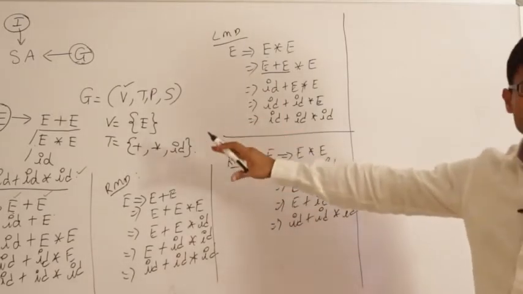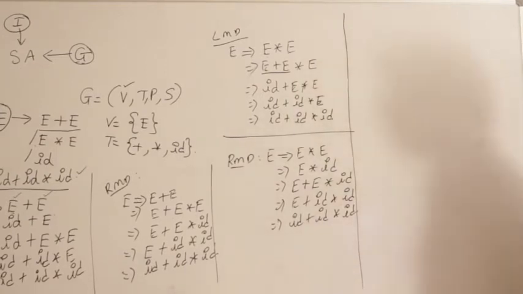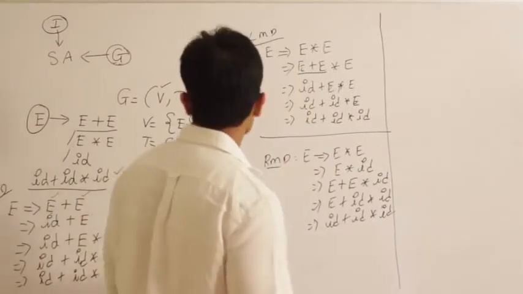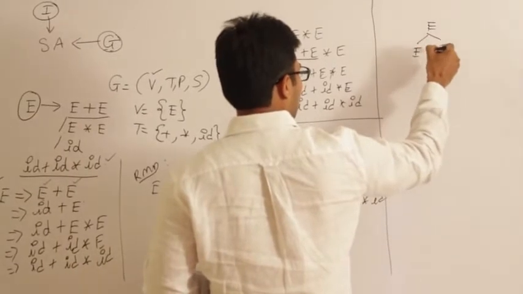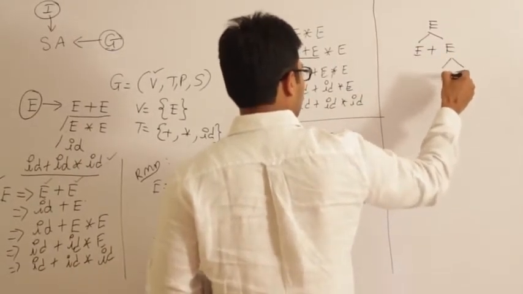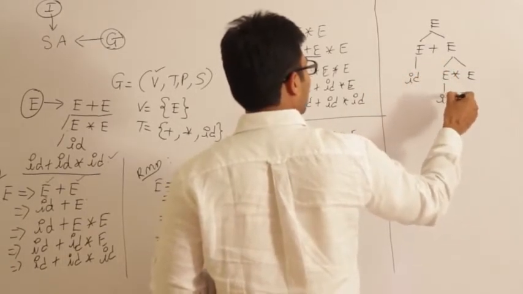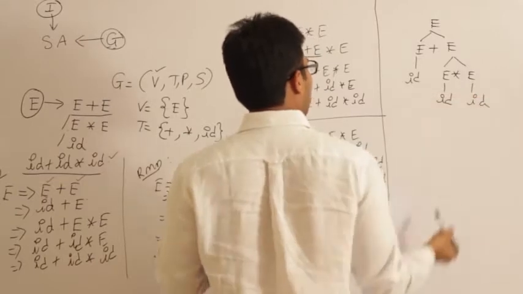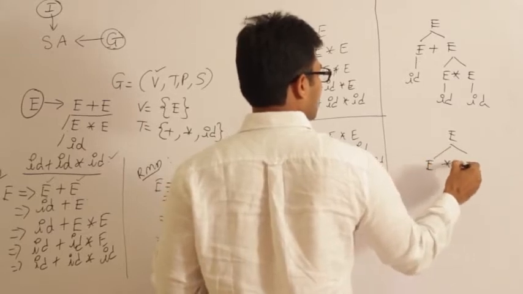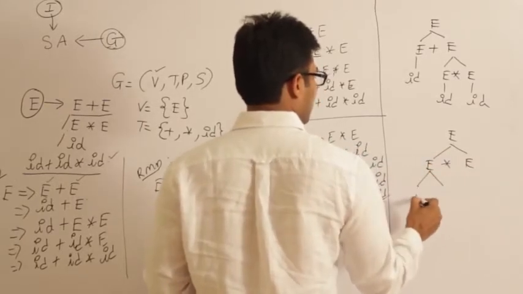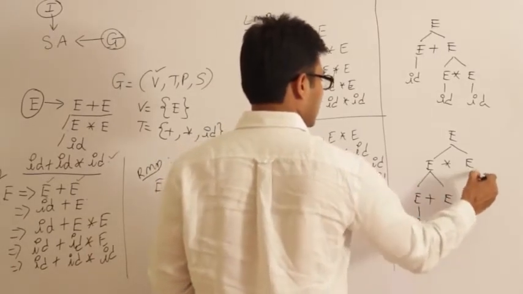Instead of deriving it using the derivation procedure, can we derive it using the parse tree procedure, which means parsing the grammar like this. E derives E plus E, and this E derives E star E, ID, ID and ID. This is one parse tree, and one more parse tree possible is E derives E star E, and then this first E derives E plus E. Therefore this E derives ID, ID and ID.